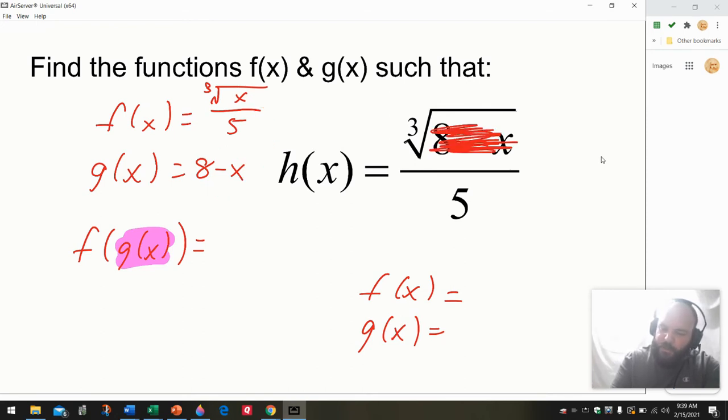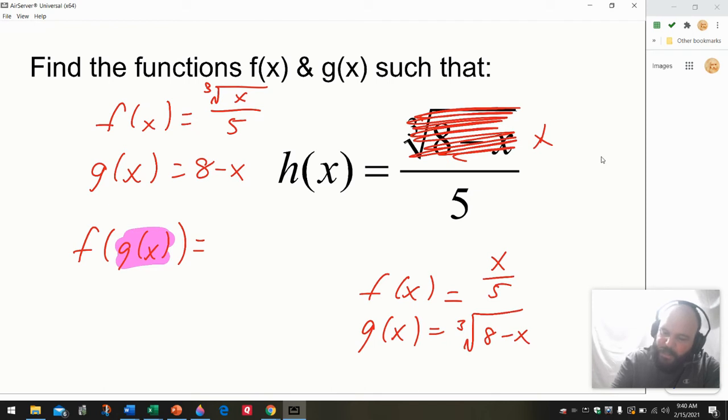Now, I want to show you another way to do this, because there are multiple ways. So rather than looking right here and saying this is the g of x, we could say this entire numerator is the g of x. So I could have said, all right, g of x is the cube root of 8 minus x. But that means if I got rid of all of that, I would have had to replace it with just a variable, with an x. So that means f of x is just x over 5.